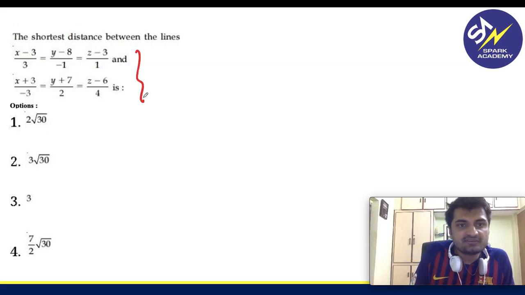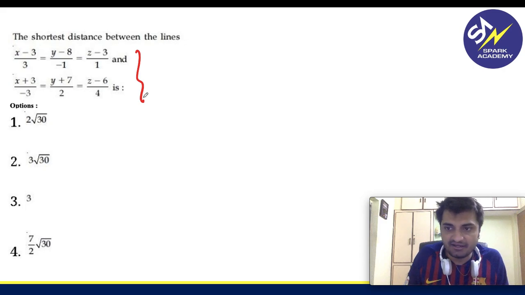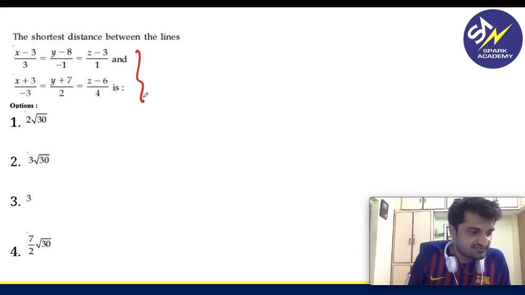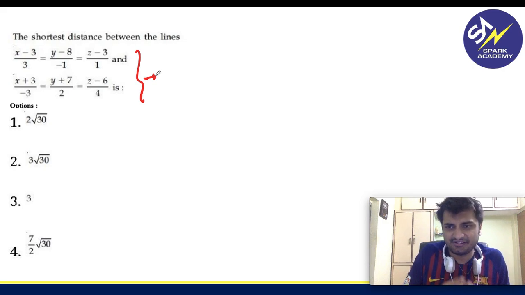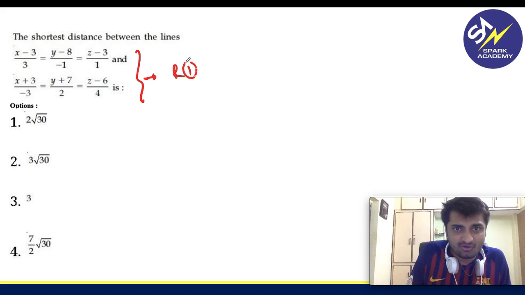Shortest distance, guys. This we have done. Many methods are there to solve this. This is a simple question, right? This is a very easy, straightforward question. So I will solve it in round 1.